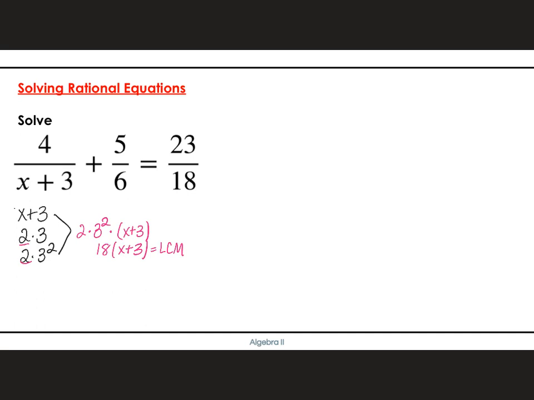Okay, so once I find that LCM, we can put step number 1 is to find the LCM. Then once I find that LCM, what I'm going to do is multiply each fraction by the LCM. So multiply each fraction by the LCM.